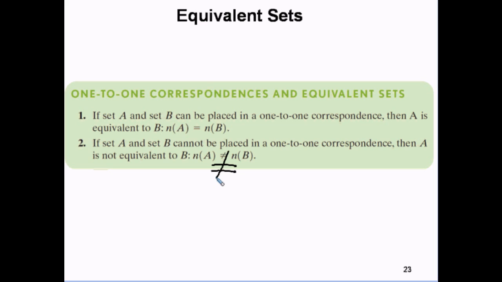Now there are concepts in math known as one-to-one and onto. We're not going to talk about onto right now, we're just going to talk about one-to-one. We have to have a one-to-one correspondence, meaning there's no elements left over.